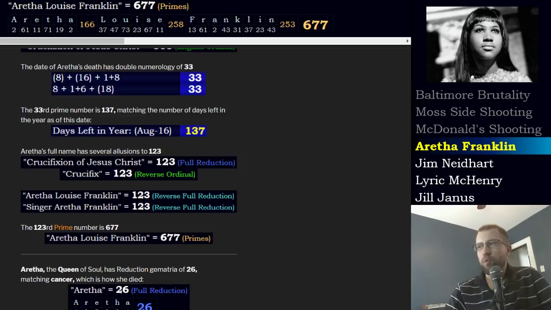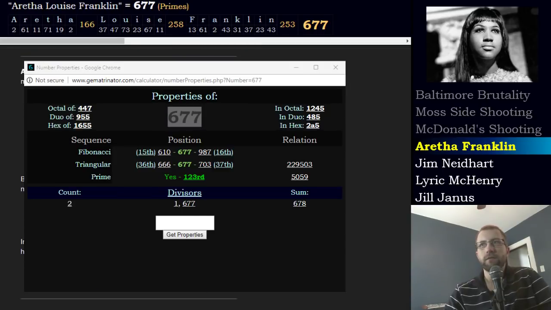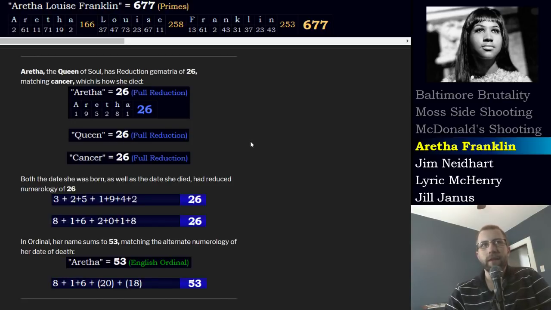The 123rd prime number is 677. And in the prime number cipher, Aretha Louise Franklin equals 677. All right, but on the more simple side of this, let's look at the date she died.